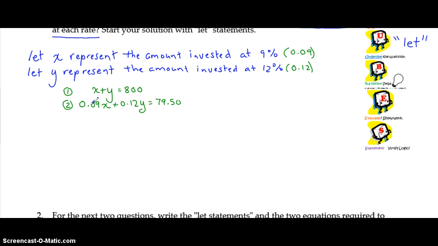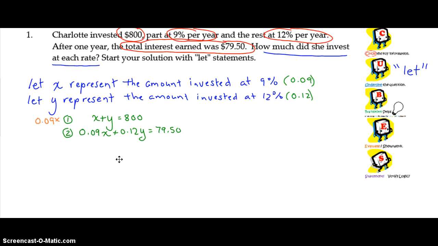All we would have to do is take the first equation and multiply it by 0.09. If we multiplied the first equation by 0.09, our x's will match. So take a minute and use the elimination method to solve this for x and y. I'm going to get you to pause the video and solve that using elimination, and when you're finished, press play so that you can check your answer. So do that now, please.